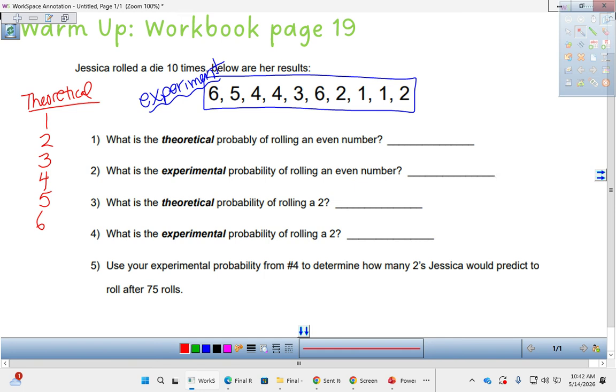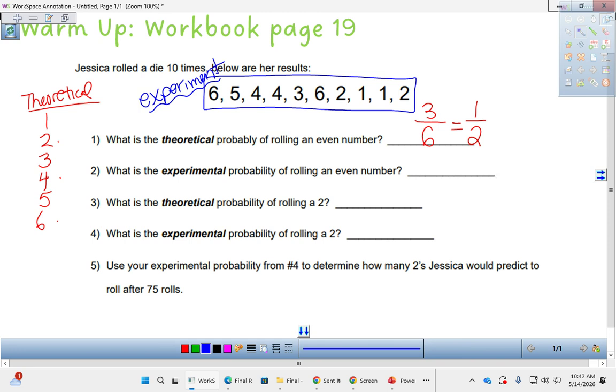So I'm looking at an actual dice. How many even numbers are there? 1, 2, 3. Right? 3 out of a total of 6 numbers, or 1/2.